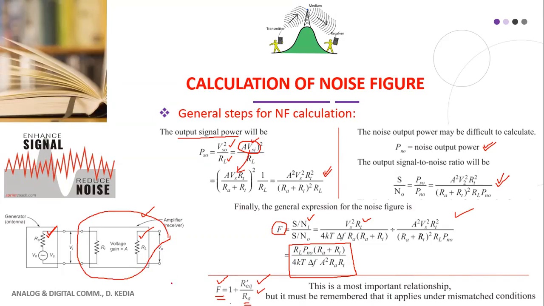Fine. But here one thing you have to remember, that this relationship will apply if and only if the conditions are mismatched. Mismatched condition means R equivalent dash and RA are not equal, because if they are equal, then maximum power transfer will take place under matched condition. So this expression is applicable only for the mismatched condition. This you have to memorize. And in most of the cases, it will be mismatched only. So you can memorize the expression for noise figure as 1 plus R dash equivalent upon RA. Okay. Next.